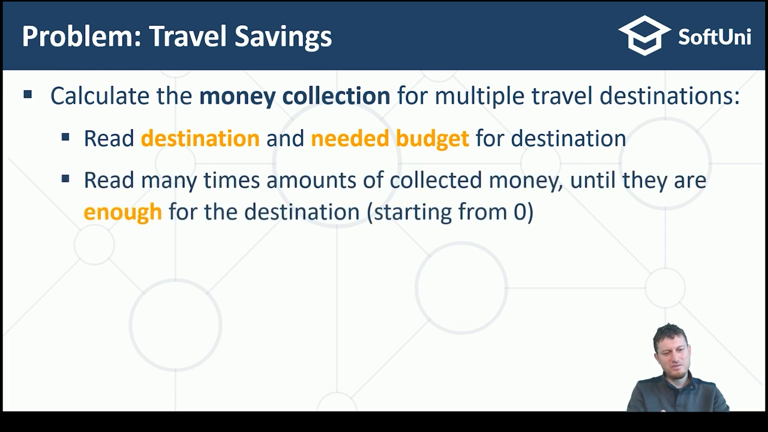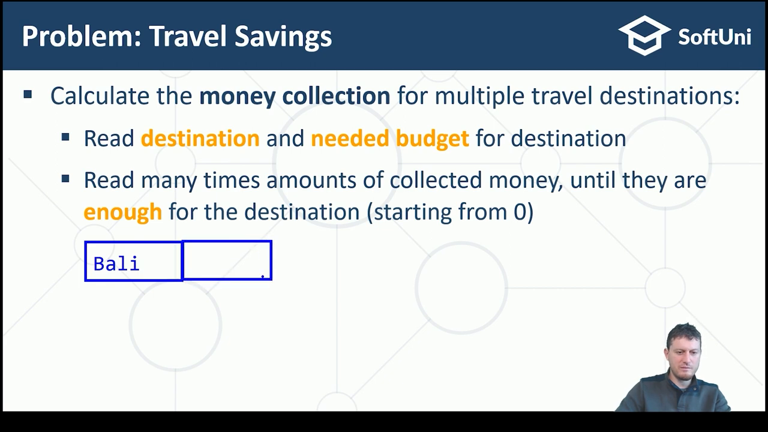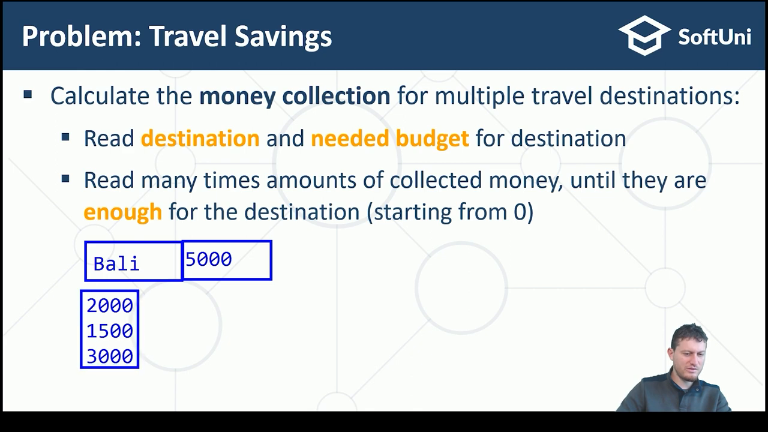And many times, the program should read some amounts of collected or saved money until the money is enough. So the idea is that I want to go to Bali, for example. It will cost, for example, 5,000. But I don't have 5,000. I save once 2,000. Then I save the next month 1,050. Then I save 3,000. And if I sum these numbers, there will be more than or equal to the budget I need to go to Bali.